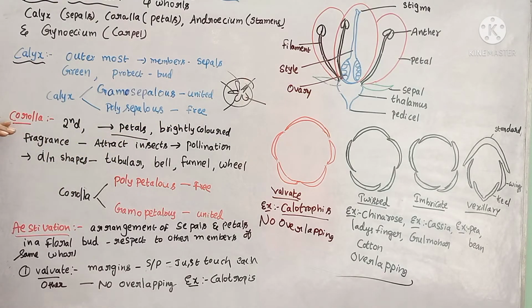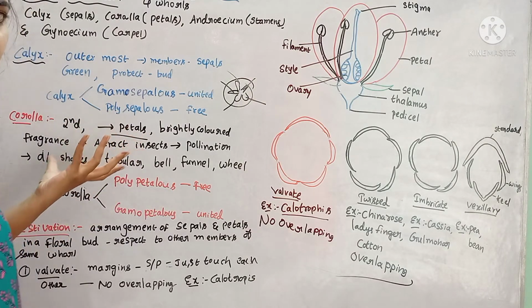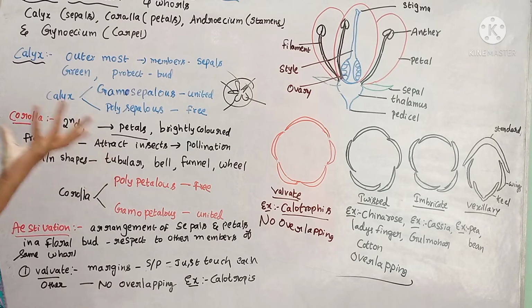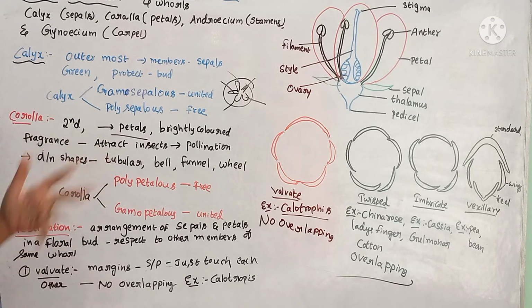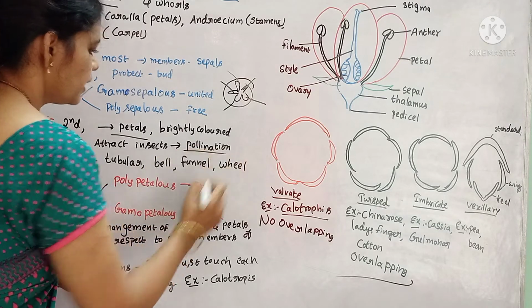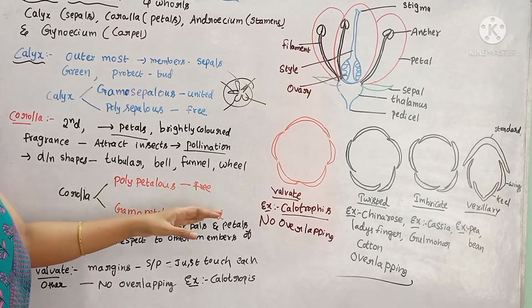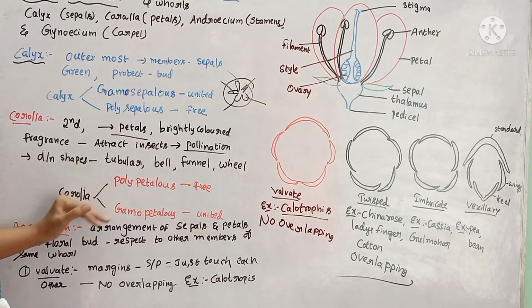And the corolla is the second whorl, which individually are called petals. They are of different colors, and they emit fragrance to attract the insects, which helps in pollination. What is the function of these petals? For pollination, attracting the insects for pollination. And there are different shapes, depending upon whether they are fused or free. There are two conditions: polypetalous and gamopetalous.